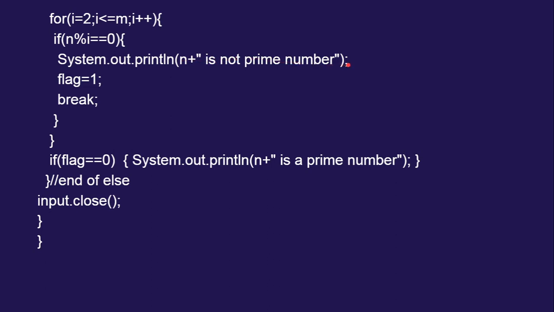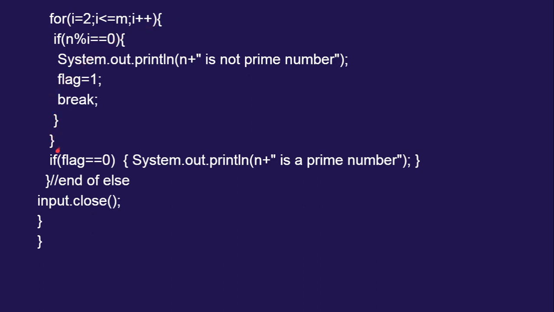System.out.println, it is not a prime number. Then we set flag to 1. This is one variable used as an indicator, just to check in the end whether the flag is 0 or 1. So the flag is 1, then break. Break is a control statement which takes the control out of this for loop, the inner loop.